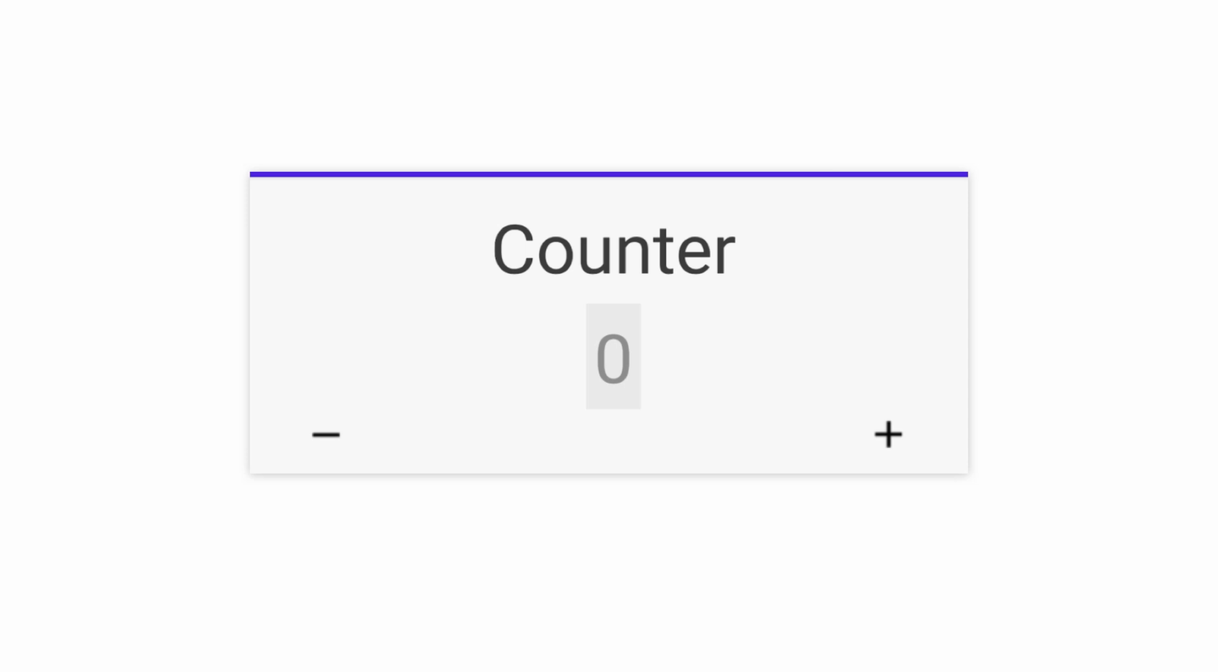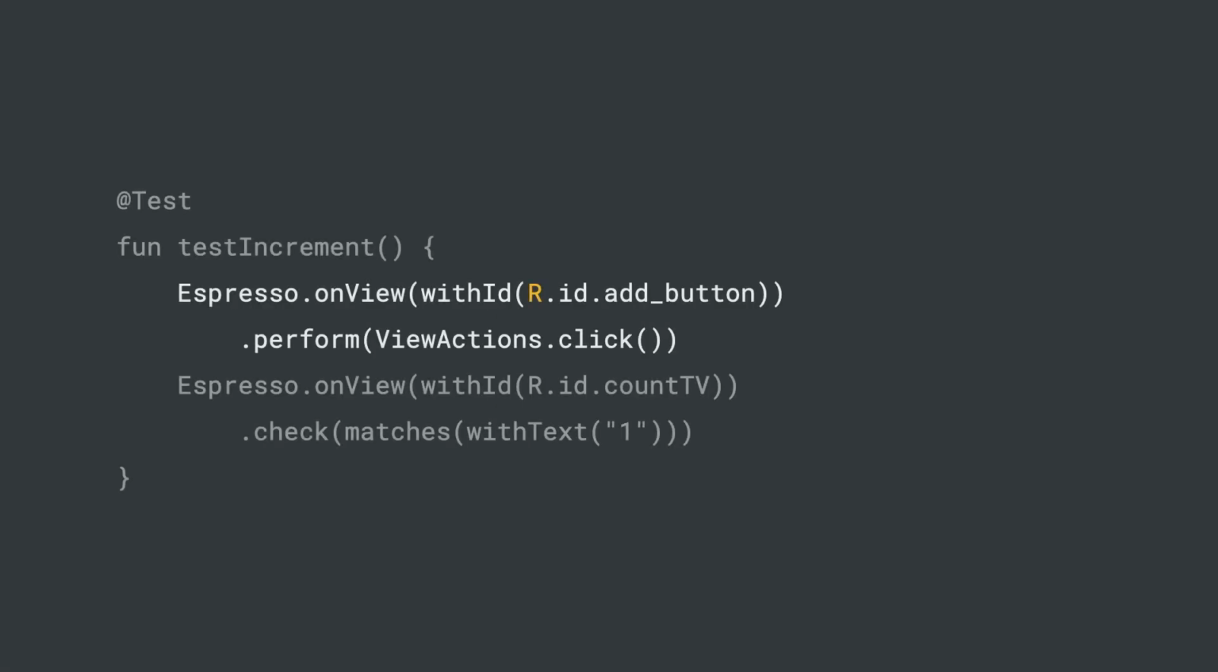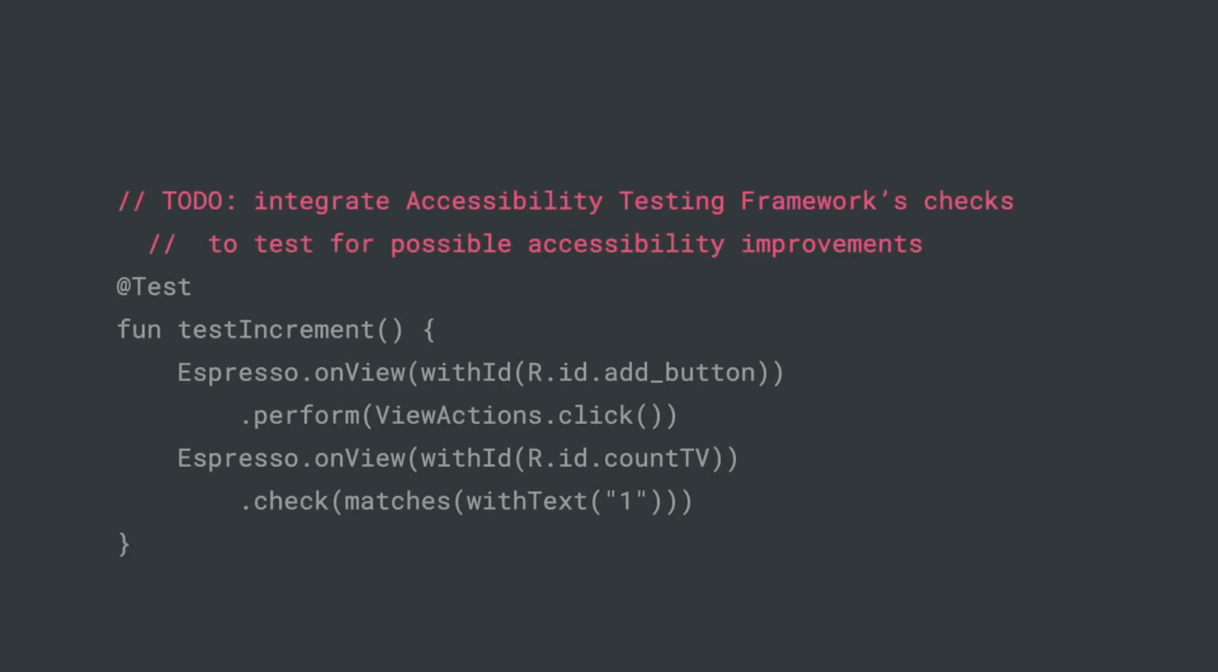Here, we have a simple counter app that displays a number and two buttons to increase or decrease the number shown. To test that the add button works properly, we have an Espresso test that first clicks on the increase button and then checks that the display number has increased by 1.